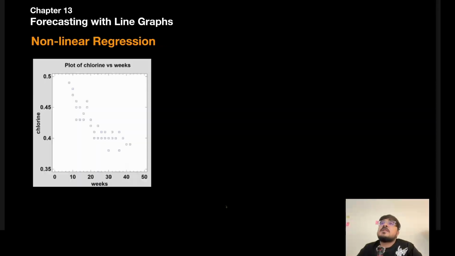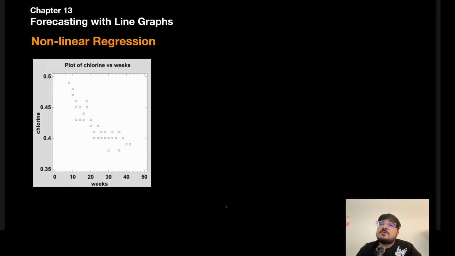Okay, then we will also see non-linear regression. So it's not a linear one. Now you see the data, you can draw a straight line through it, but sometimes you have to understand that not all graphs should fit that way. Now this is the plot of chlorine versus weeks, showing how the chlorine is degrading over the weeks.